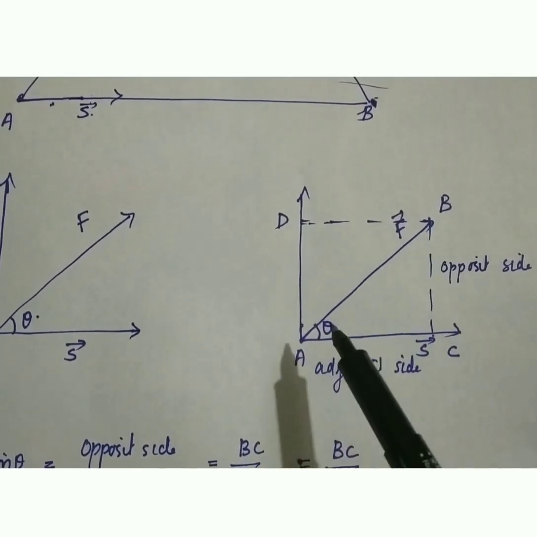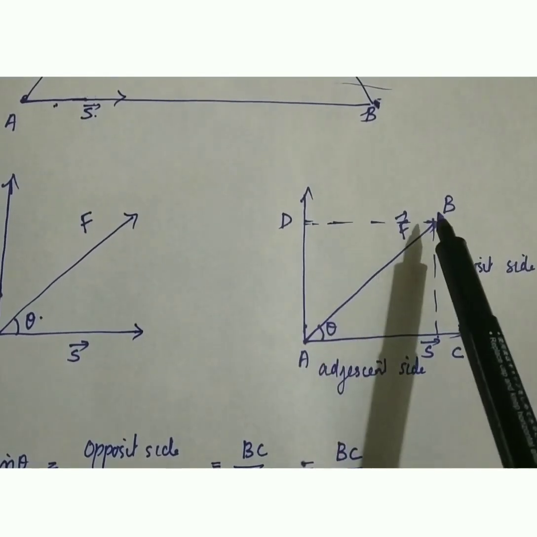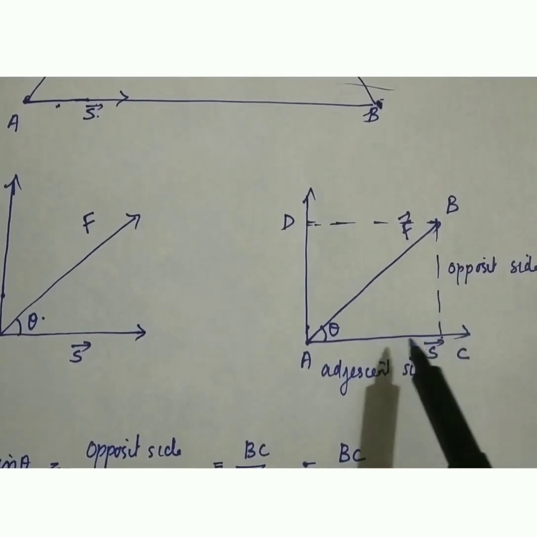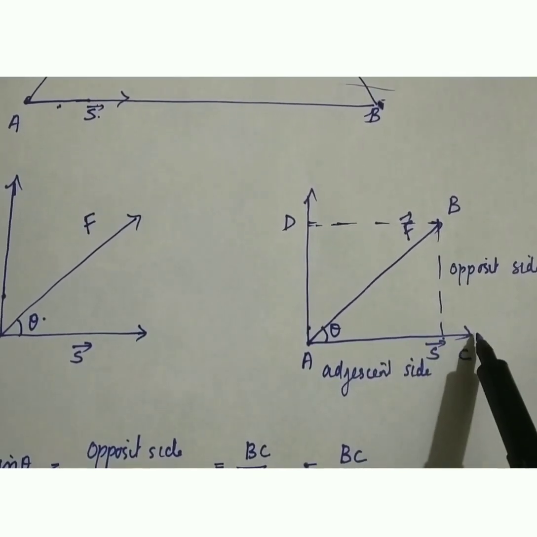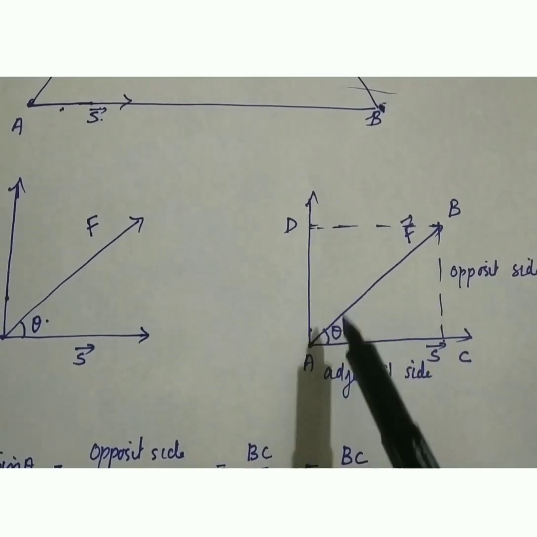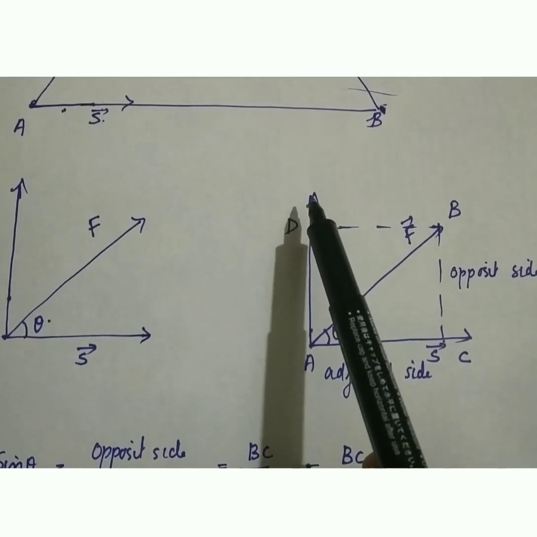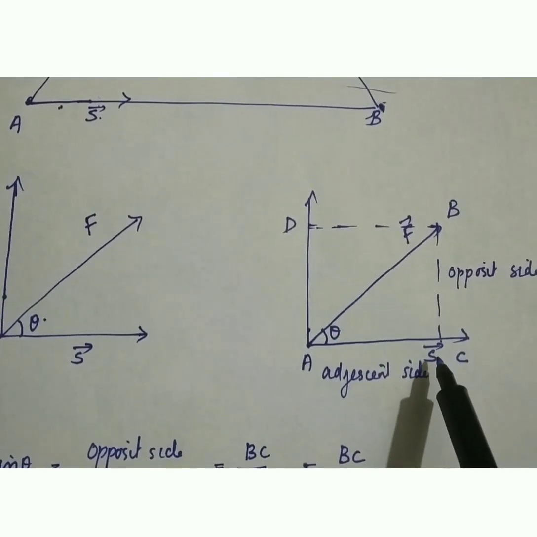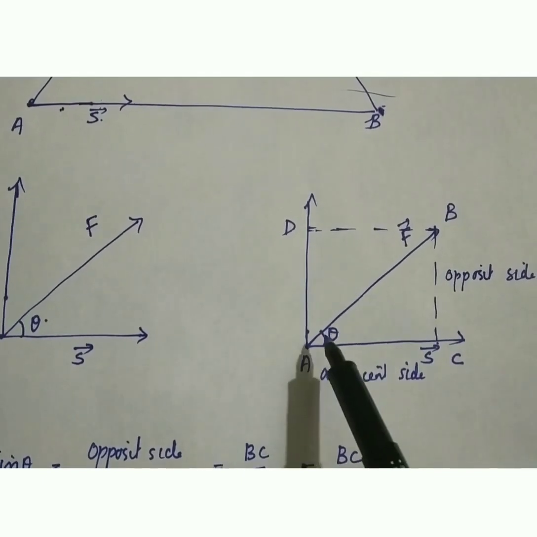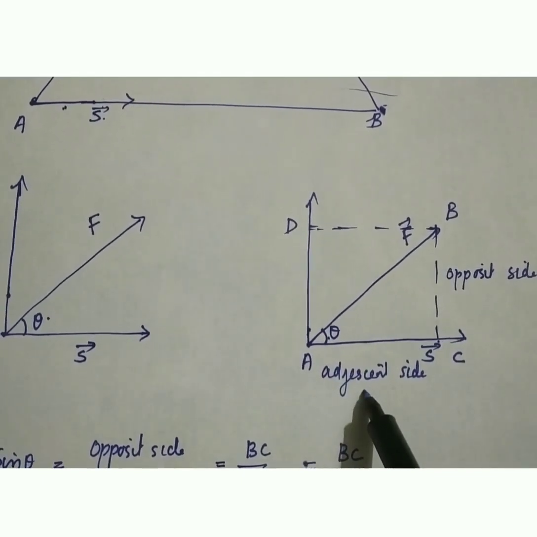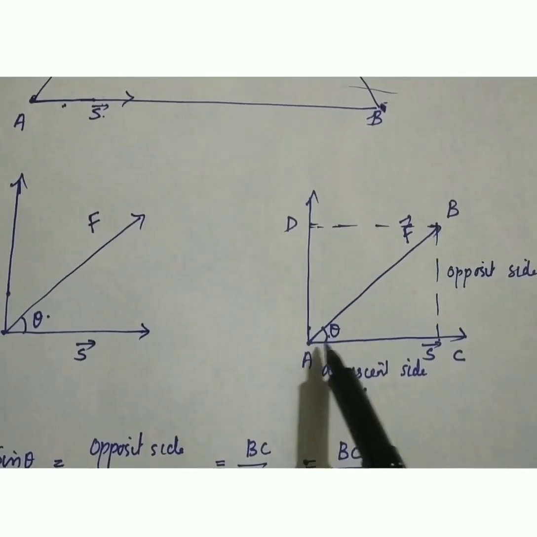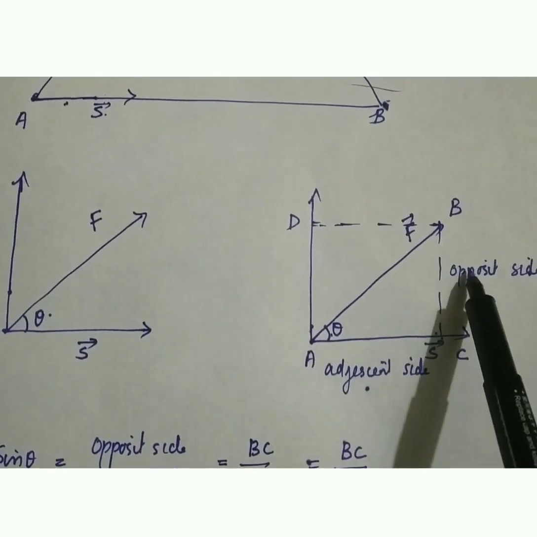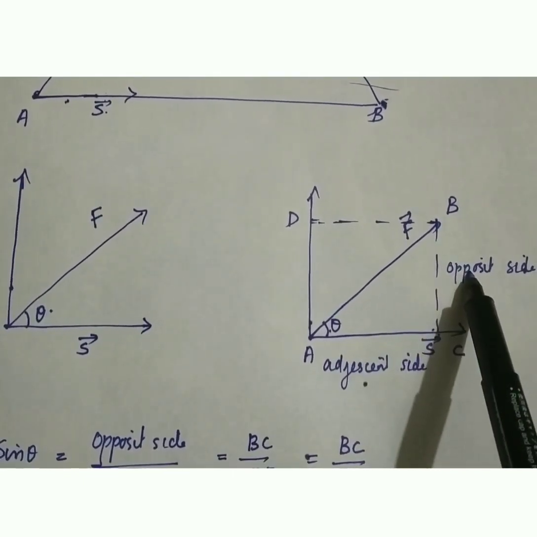We can mark here it is A and then B. Now produce BC downwards perpendicular to this horizontal direction, and then BD perpendicular to the vertical direction. So this is BD and BC. Is it clear? Now based on this angle, this is the adjacent side, because it is near to this angle. This side is the opposite side, because this side is opposite to this angle.